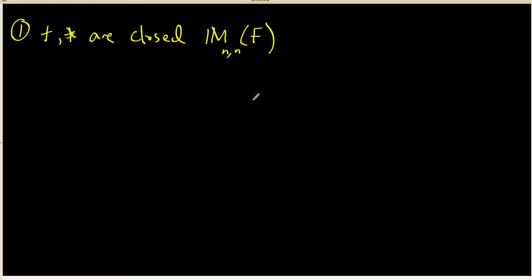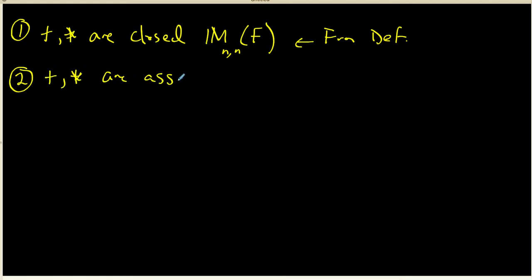So the first thing is that matrix addition and matrix multiplication are closed inside our set. And this basically just comes directly from the definitions. The second thing is that plus and times are associative inside of our set. Now, the thing that I want to say here is that plus is associative is easy.